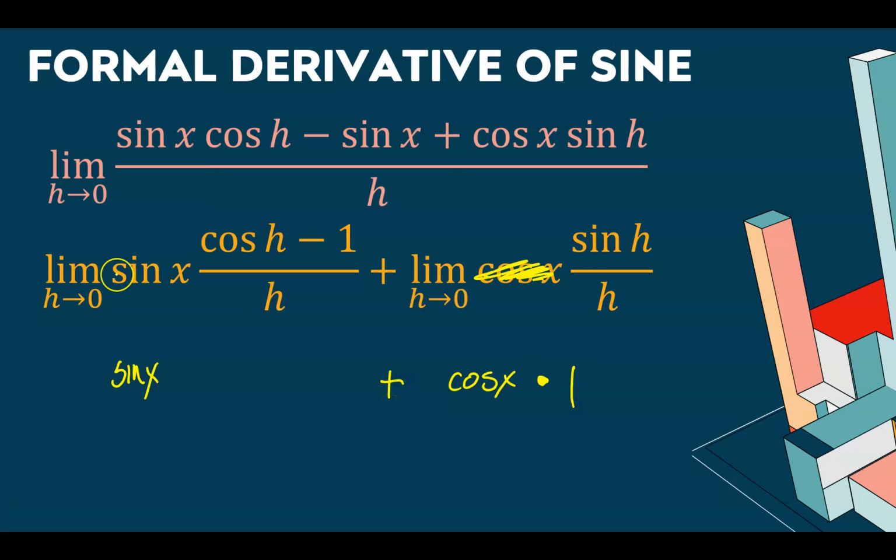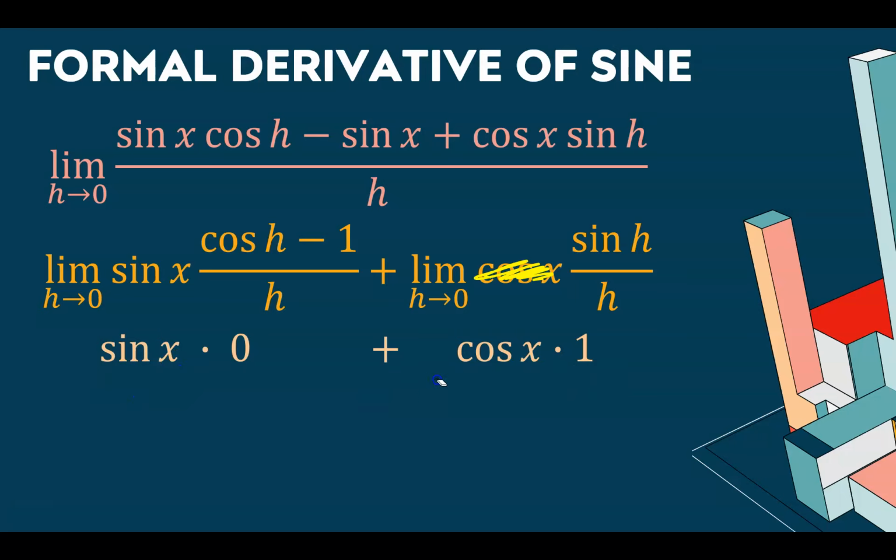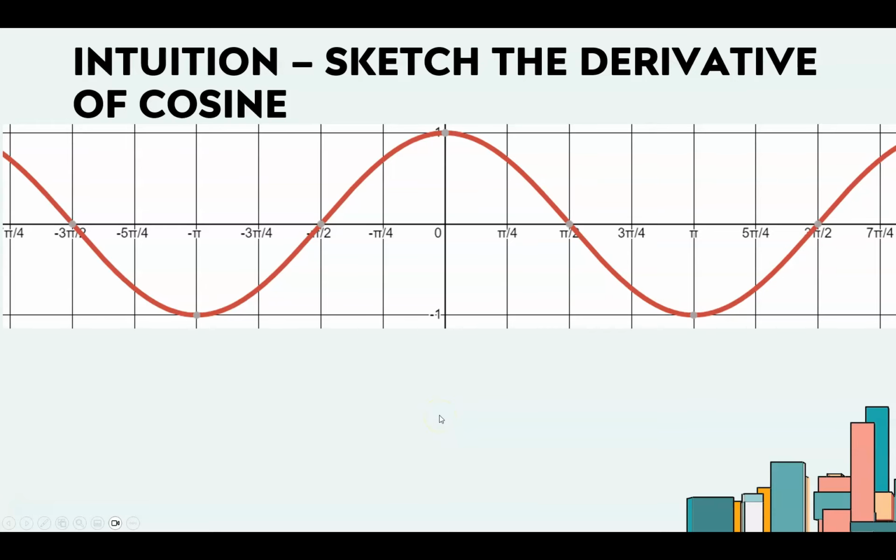And let's see, limit as h goes to 0 of cosine h minus 1 over h. Well, what happens there? Well, cosine of 0 is 1. Minus 1 is 0 over another 0. And again, that's a memorized limit, hopefully. And so we end up with, well, sine of x times 0 is 0. And we end up with the derivative of sine of x is cosine of x.